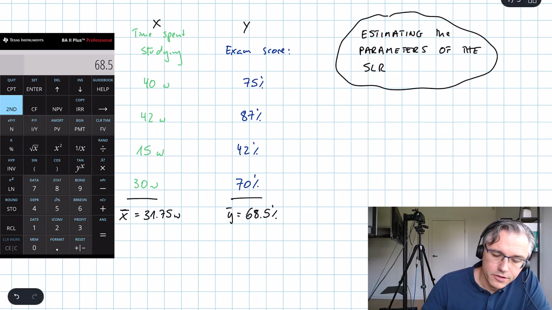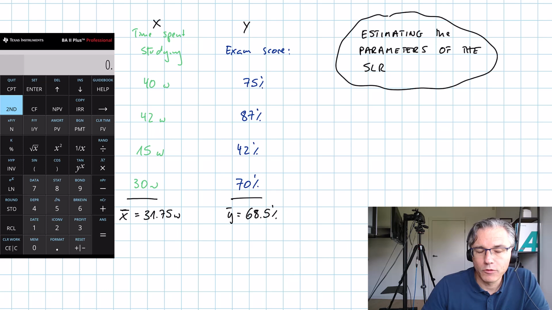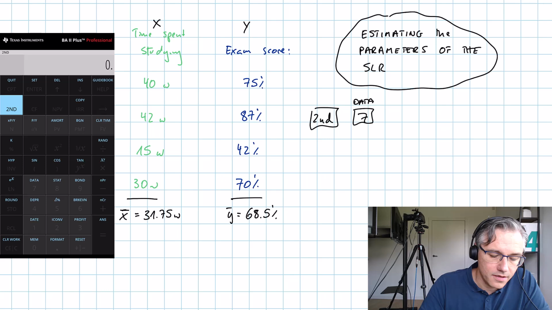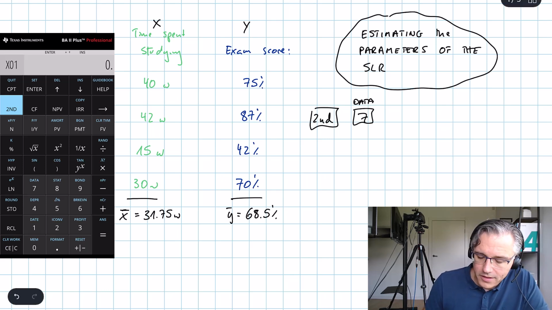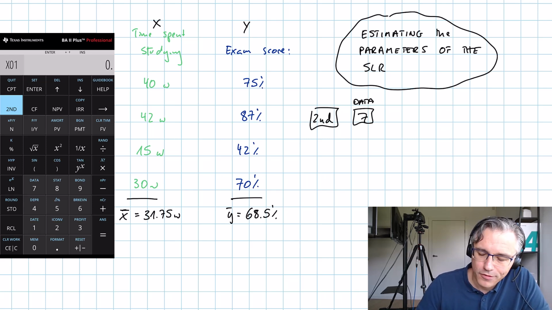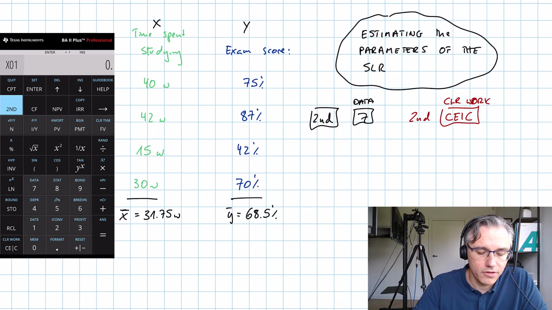For that purpose, we're going to access the data worksheet and the stat worksheet. To access the data worksheet, you need to press the second key on your calculator, followed by the digit 7, which has data as its secondary function. So second, data. I've cleared my data worksheet, but just in case yours is full of data, you may want to press second followed by CE/C. That key has clear work or clear worksheet as its secondary function, and that will get rid of anything that may be sitting in there already.